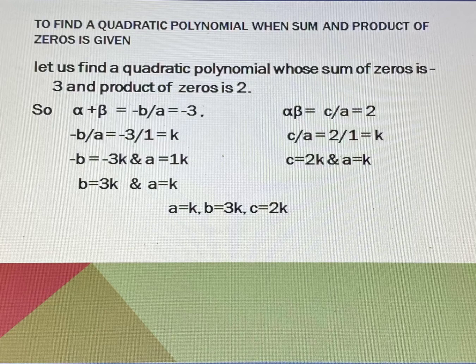Now consider the product of zeros, that is alpha into beta is equal to c by a, that is equal to 2. So c by a is equal to 2 by 1 is equal to k. On equating we get c is equal to 2k and a is equal to k. So now we got the values of a, b and c, that is our coefficients, in terms of k as a is equal to k, b is equal to 3k and c is equal to 2k.